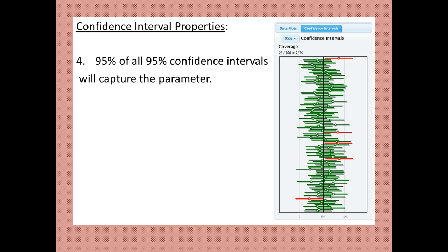Those four on the right and the one on the left, which is really close, are the five red ones that don't capture the parameter, because they don't overlap that vertical black center line. 95% of all 95% confidence intervals will capture the parameter. However, 5% won't, and those red ones are supposed to symbolize the ones that don't.